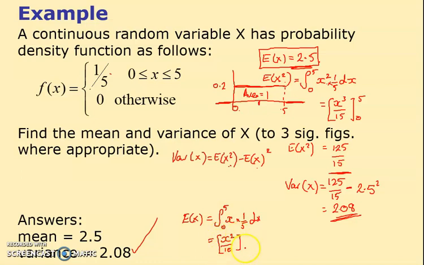Now remember what we're doing, you're doing this between 0 and 5. So if I do that, 5 goes in, that's 25 over 10. And if 0 goes in, I get 0. So it's still 25 over 10, which is 2.5. So notice, that method has worked here. And if I didn't spot it was symmetrical, that was the way to do it.